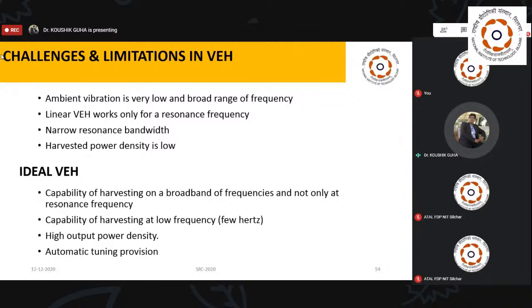Then it should be capable of harvesting low frequency, a few hertz, because normal vibration in our environment is very, very low. It may be 50 hertz, maybe below that, also 10 hertz, 20 hertz. So your ideal VEH should also capture that very low frequency. Otherwise, you cannot harvest the low frequency part, and always have to go for high frequency energy harvesting. Then high output power density, obviously it must have high output power, and automatic tuning provision. So these are some properties that should be built into the ideal VEH, or vibration energy harvester.